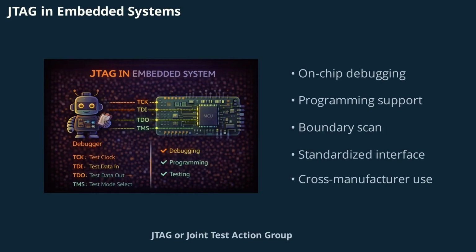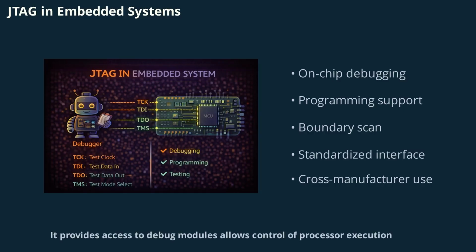JTAG, or Joint Test Action Group, is a standard interface for on-chip debugging and programming. It provides access to debug modules, allows control of processor execution, and supports boundary scan testing.